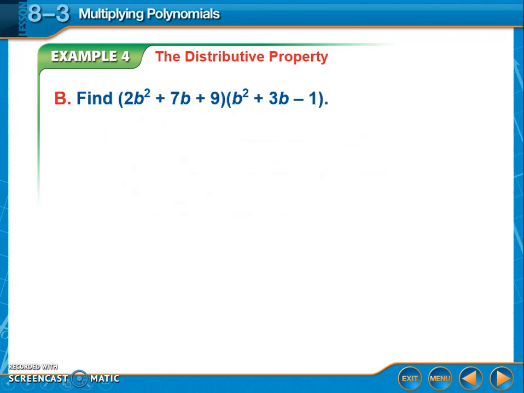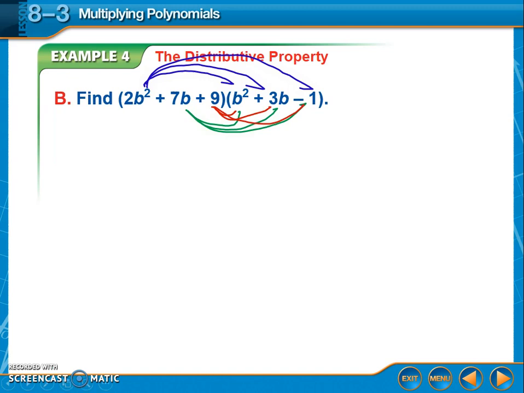Okay, so basically the idea behind this is that every term has to go to every other term in the other one. So this 2b squared has to go there, it has to go there, and it has to go here. Okay, 7b has to go everywhere too. So there, to there, and to there. And 9 has to go everywhere. So it's going to go there, there, and there.